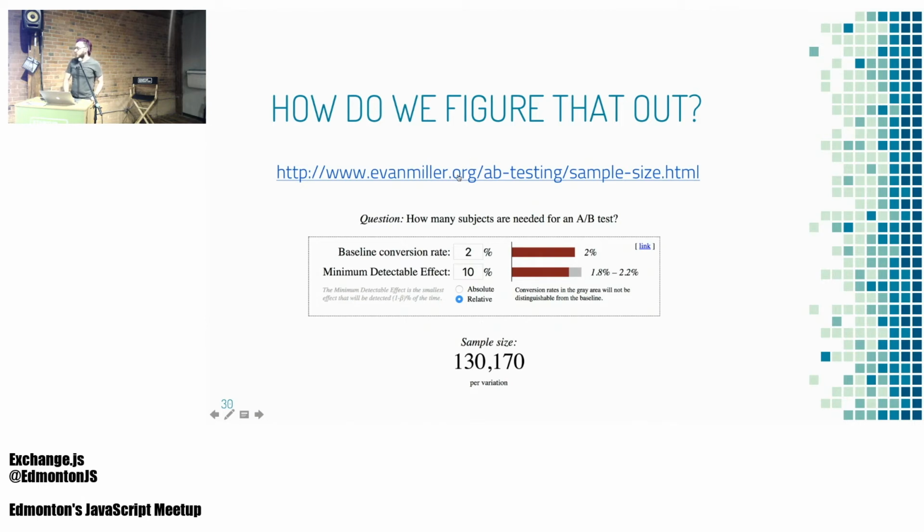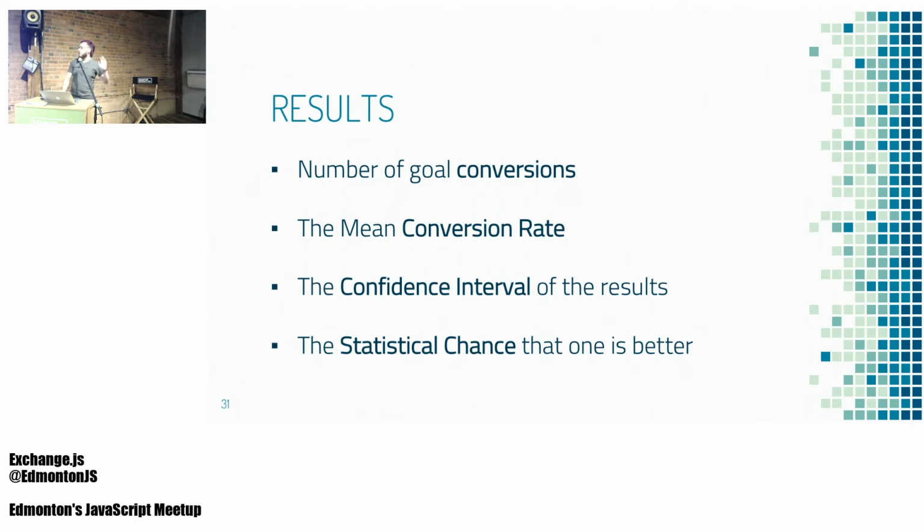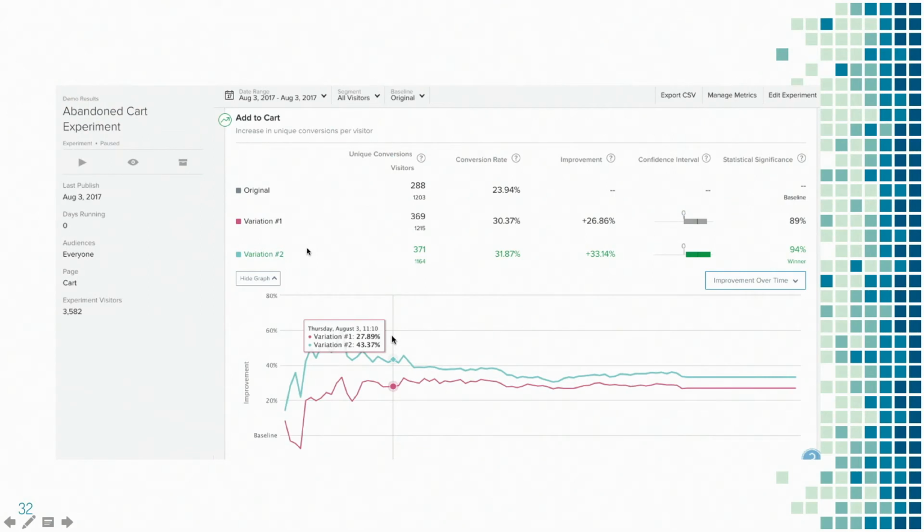Here's the tool that I used to calculate this, if you want to go in and play with that. So the results of all these tests, after you run them, give you a goal number of conversions, the mean conversion rate, which is how much better each variation is, a confidence interval of your results, and a calculated statistical chance that any one given variation is better than the rest. Here's a grainy example of a results sheet from Optimizely, which is a third-party A/B testing platform. You can see the conversion rate of each of these two variations and the original.